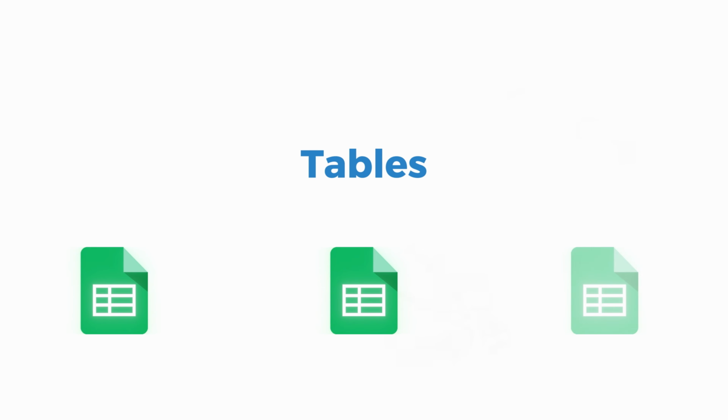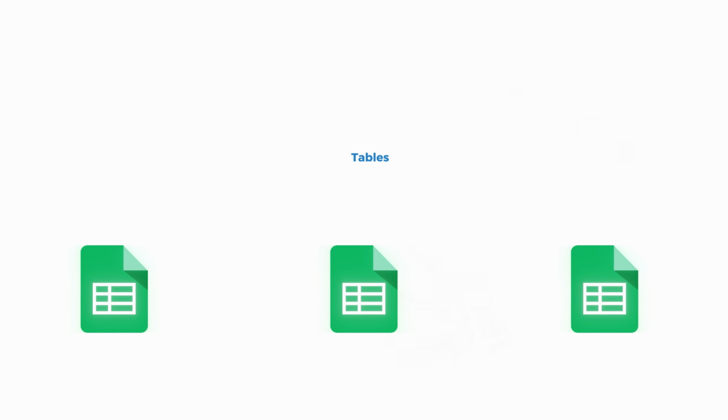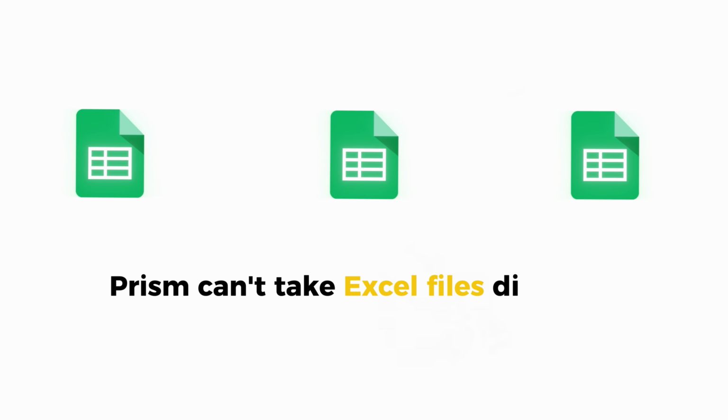Tables? Same story. Imagine you've got experimental data scattered across 3 Excel sheets. Now here's the thing. Prism can't take Excel files directly. Yeah, I know. Kind of a bummer for data-heavy workflows. But stick with me, because the workaround is actually pretty smooth.